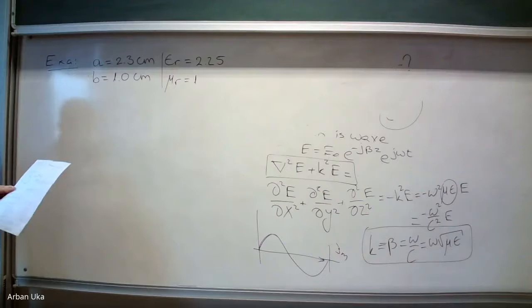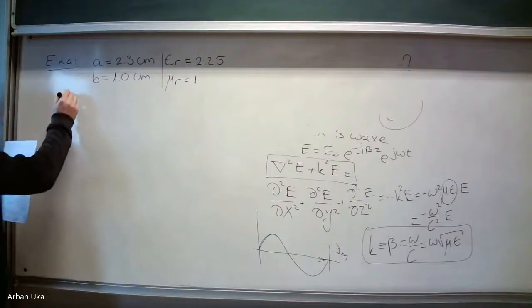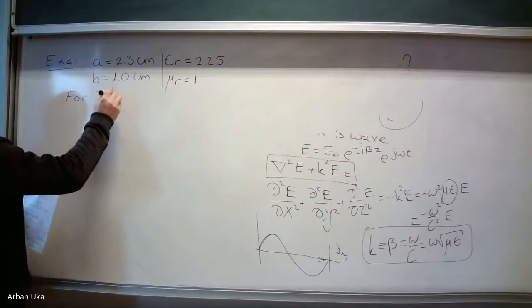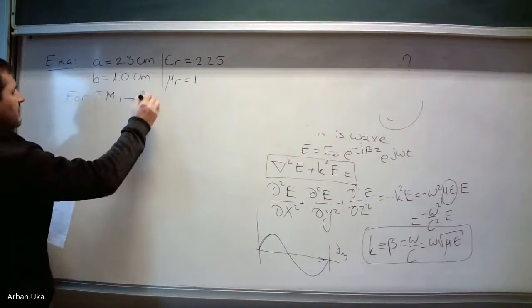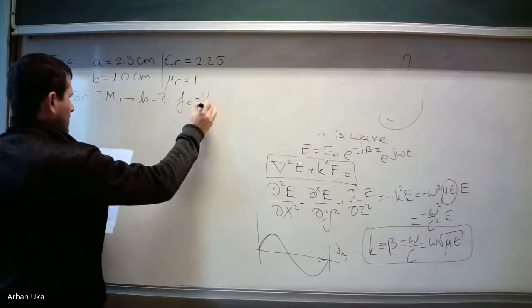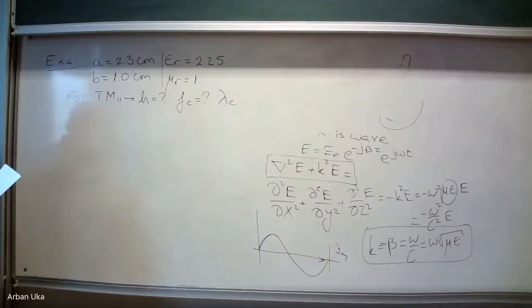Now, what we are asking here is to find H, fc, and lambda c. So for TM11, find H, the cutoff frequency, and the cutoff wavelength. So let's find these parameters.